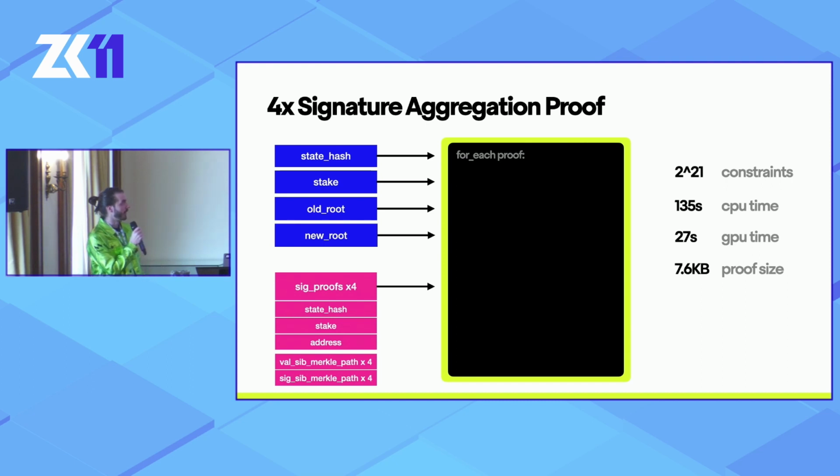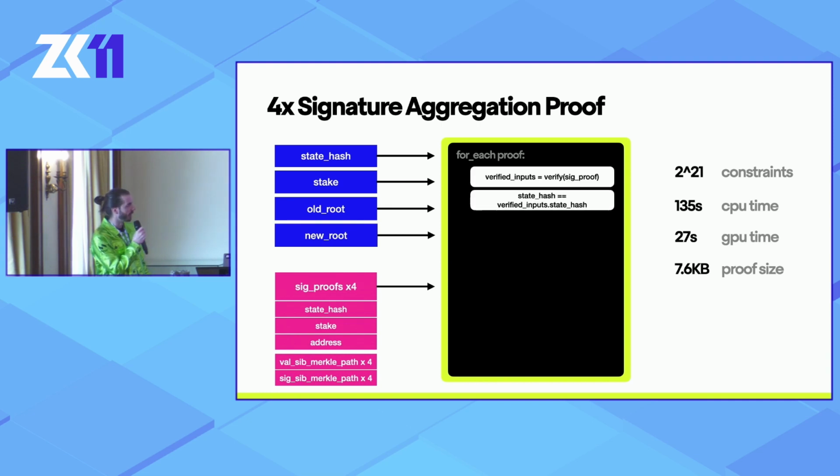Okay, so this proof is going to be a lot more complex than the other one, because we need to prove quite a few things, but ultimately we're just trying to reduce our 4 proofs into 1 proof, and update and keep track of some things along the way. So obviously, first thing we want to do is verify the signature proof that we've been provided, for each of the 4 proofs. We need to verify the signature proof, and that gives us verified inputs within the ZK circuit.